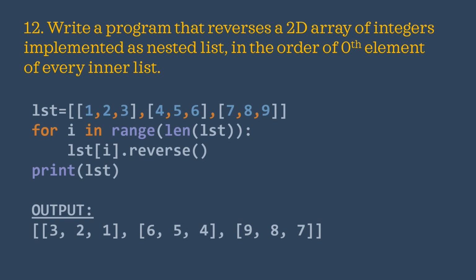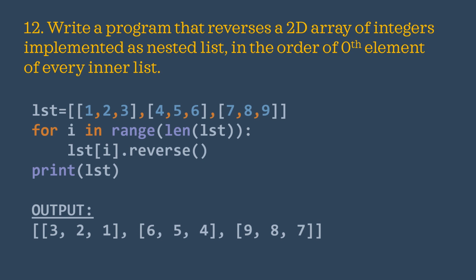Now you can just write for i in range length of list. That means it will range from 0 to 3. Length of list is 3, so the loop will iterate 3 times for 0 and 1 and 2. Then list of i dot reverse. List of i means it is considering each sublist of the list LST. Now the reverse method will be directly called on this sublist. So each of the sublists will be iterated and reversed.